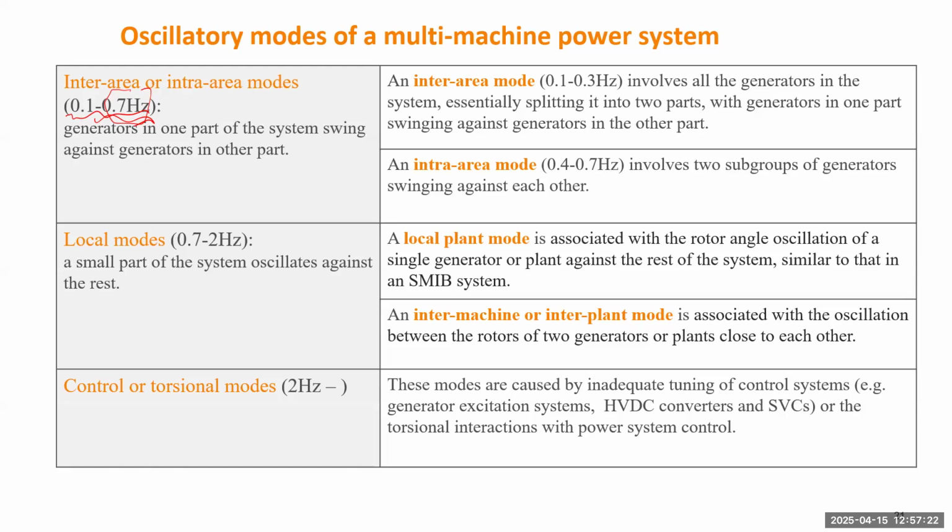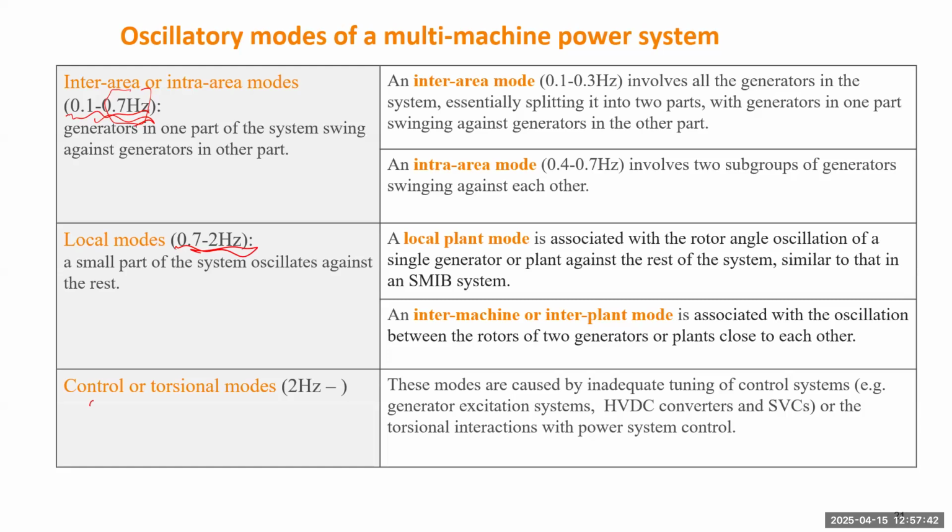The second type is called the local mode. A local mode means the oscillation happens in one power plant. It can be one generator versus the rest of the power plant and the rest of the system, or maybe two groups of generators oscillating against each other within each power plant. Anyway, that's called the local mode.